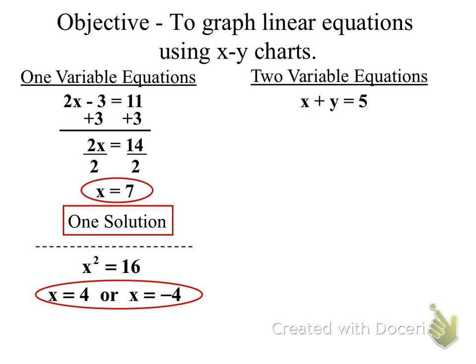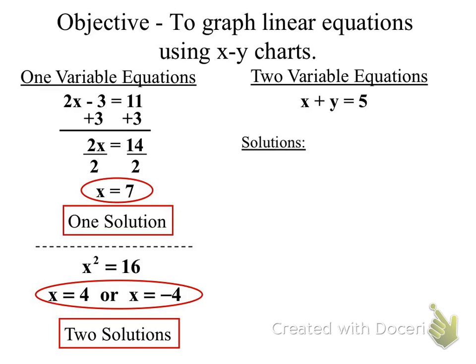But what we're going to talk about today is when we have 2 different variables. When we have 2 different variables, I get to choose my x's. I choose what I want x to be. So if I want x to be 1, plus y equals 5, what's y going to be? 4. So when I choose 2, y is going to be 3. If I were to choose 4, if x equals 4, what would y be? 1. If x equals 3, what would y be? 2. Okay?